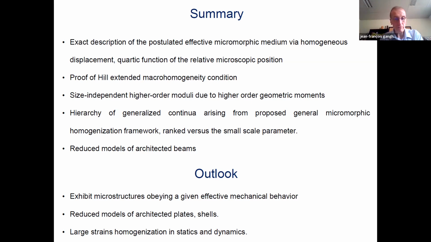So of course, there are many perspectives. One of them is to build reduced models, but for architected plates or shells. We have to establish a kind of correspondence between these enriched continua and all the microstructures we can actually get from the literature, or many of them, which are prone to such exotic behaviors. And of course, because these architected media can be fabricated with soft base materials, and because they are very porous, they are prone to large strains. So it remains to extend this to a large strain homogenization context in statics and probably also in dynamics.